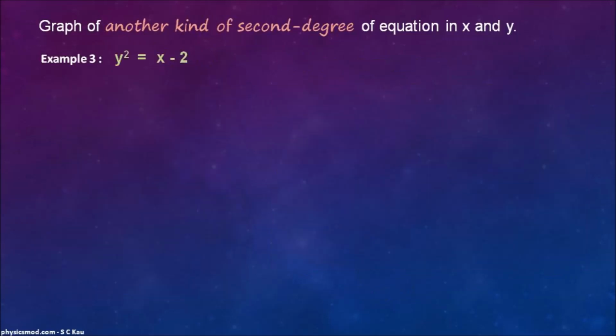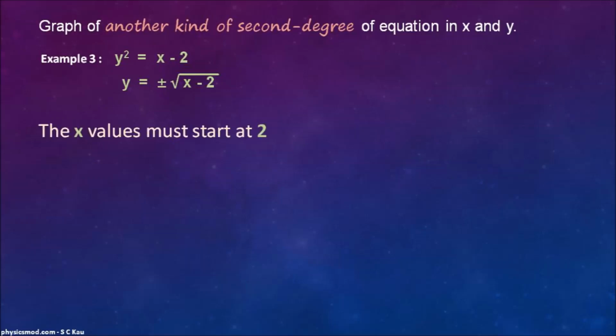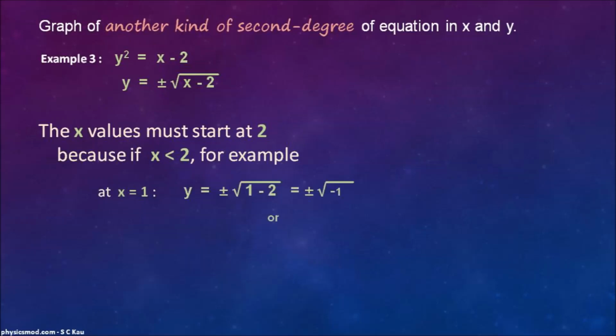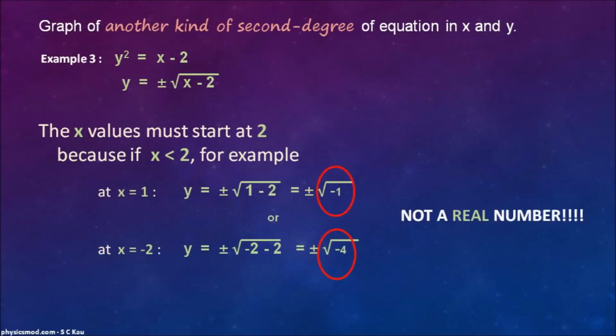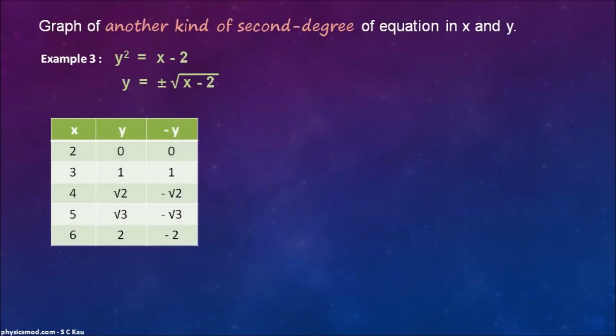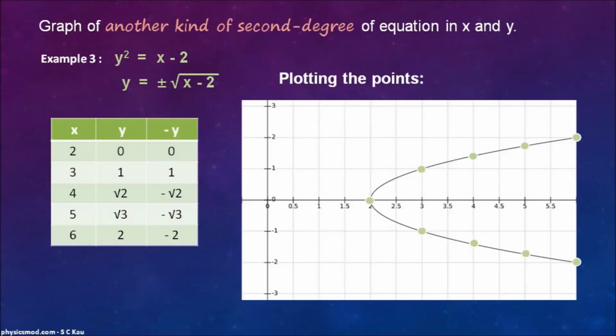Let's have example 3. In examples 1 and 2, we have x squared. Now we have y raised to 2, or y squared. In this equation, our x values will start at 2. Because for x values less than 2, y will have a negative number inside the square root, and this is not a real number. So watch out when choosing x values. Whether y is a positive or a negative number, x is the same. Drawing the graph, we have a parabola opening to the right.